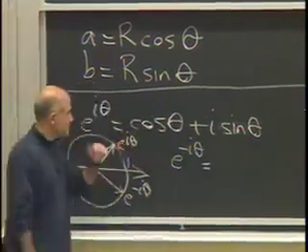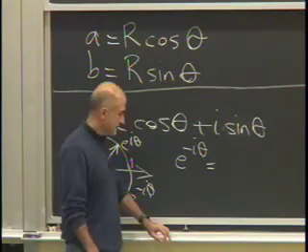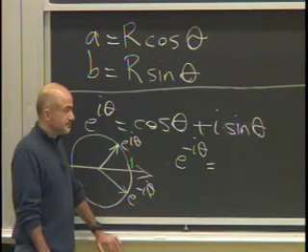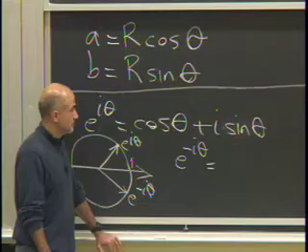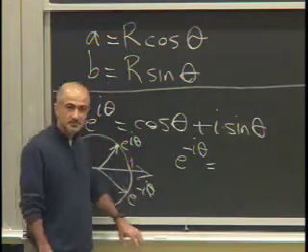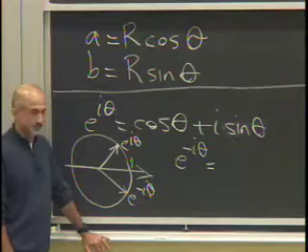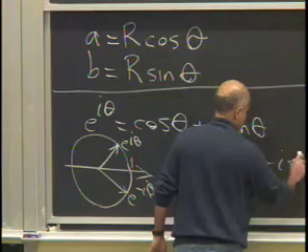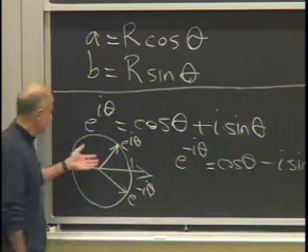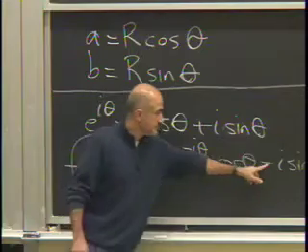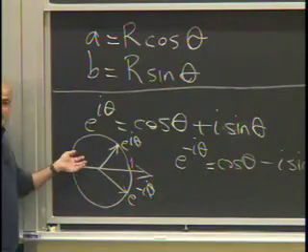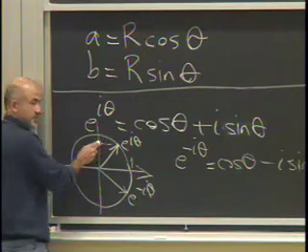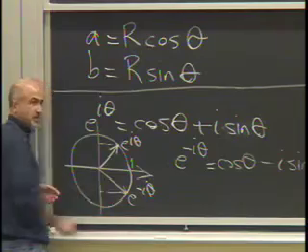Okay. E to the minus i theta. In terms of cosine and sine, what do you got? Cosine theta minus i sine theta. And how do you find it on the diagram? How do you know that this is a minus? Well, this is the vertical axis. If this had been i sine theta, then this is clearly minus i sine theta.